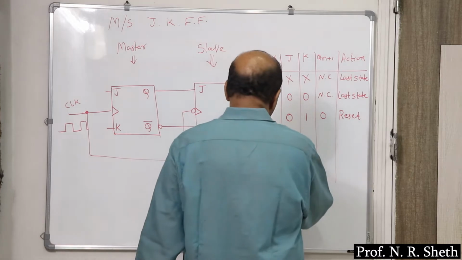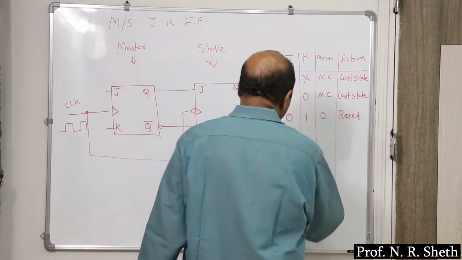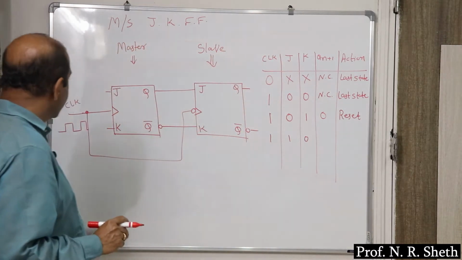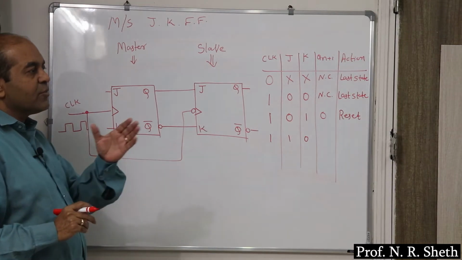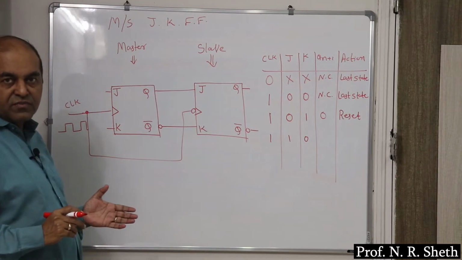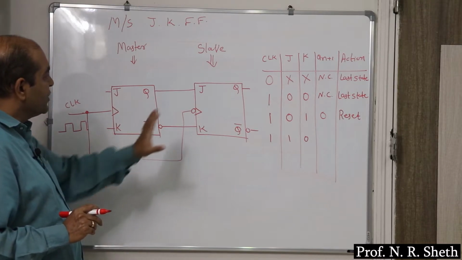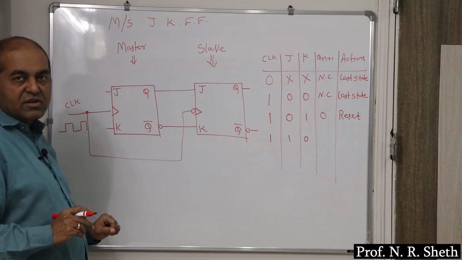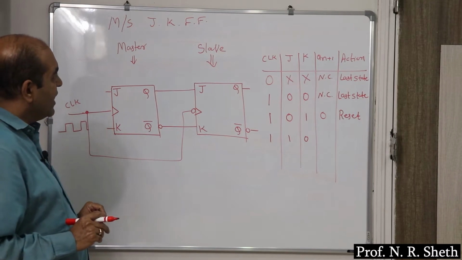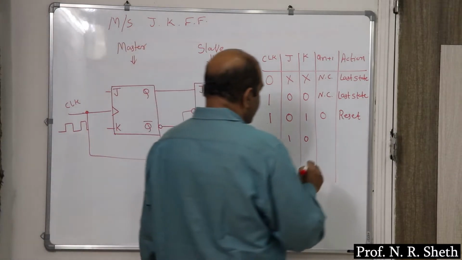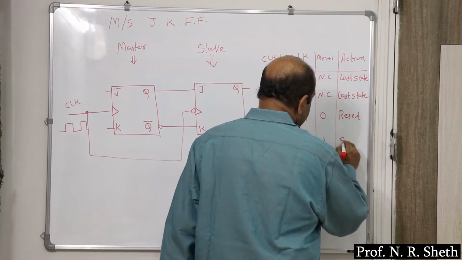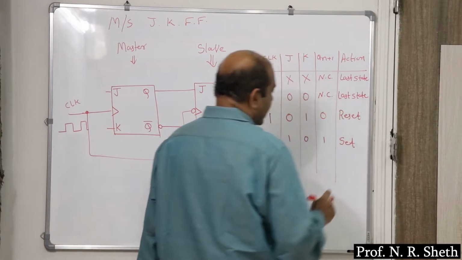Same way, if it is 1 0, J is 1, K is 0. So during the positive transition, master works, during the negative transition, slave works, and Q of n plus 1 becomes 1, and you can say that this one is set.